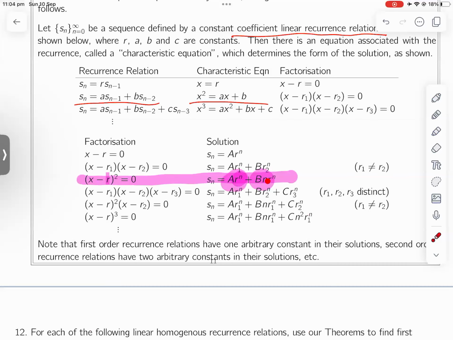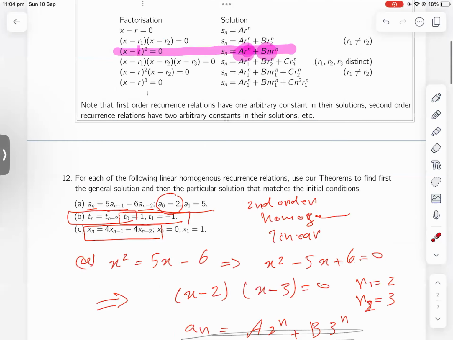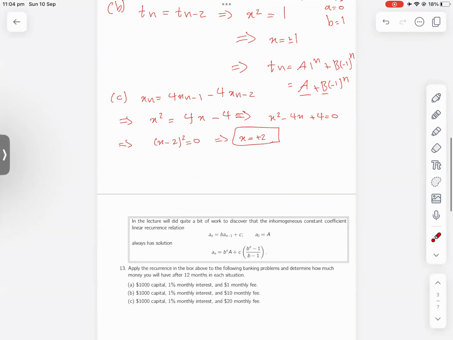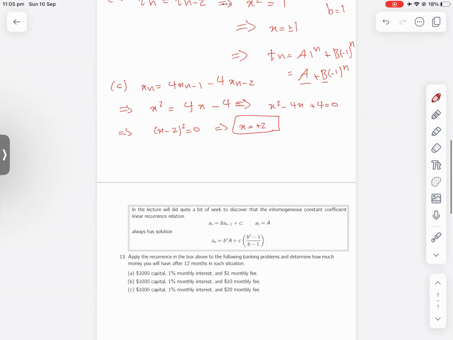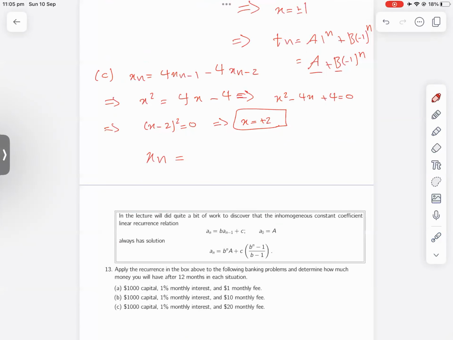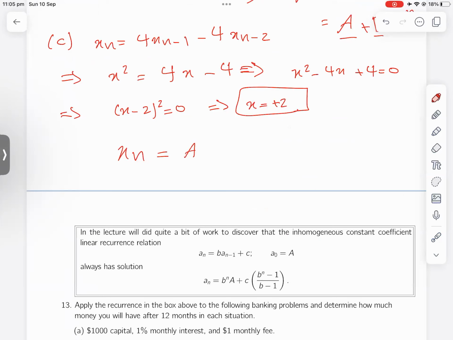I will multiply rn by just one more n. So this will be xn, which is equal to a times 2 power n plus b n 2 power n. Then definitely you've got x0 and x1, and you can understand the a and b from here.